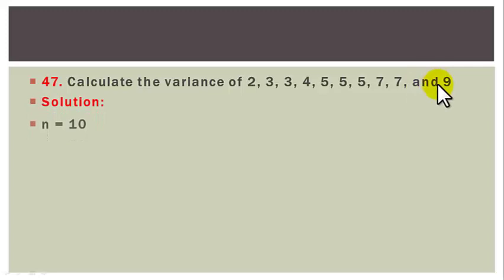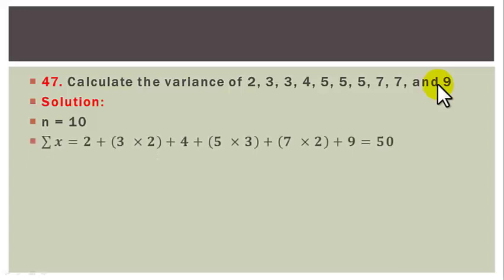Solution. Here the number of values is n equals 10. The sum of values, we will represent the values by x. So the sum of all the values will be 2 plus 3 times 2, because 3 occurs 2 times there, plus 4, plus 5 times 3, 5 occurs 3 times, plus 7 times 2, 7 occurs 2 times, plus 9. And this sum will give us 50.